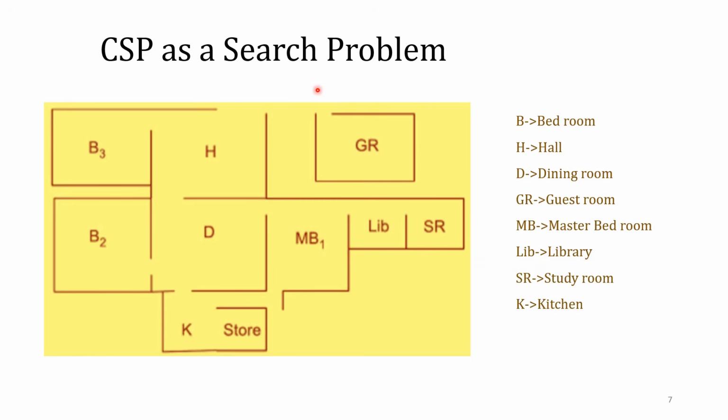Now let us see CSP as a search problem. Here we could see a lot of rooms specified. B2, B3 are the bedrooms. This H represents the hall, this is the dining room, this is the guest room, and this is going to be the master bedroom. This is the library. Here we have the study room, and here we have the kitchen and the store.